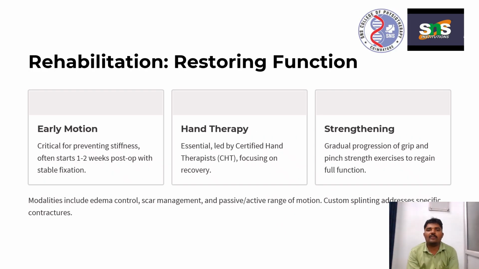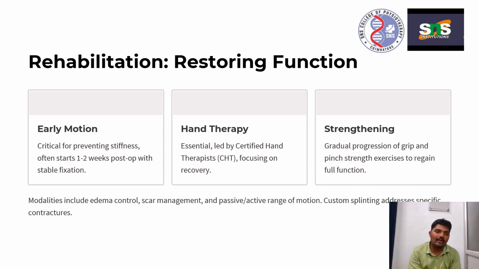Then rehabilitation for restoring function, mainly with early motion. Early motion is critical for preventing stiffness. It often starts 1 to 2 weeks after stable fixation. Then hand therapy is essential, with a certified hand therapist focusing on recovery. Then strengthening is a gradual progression of grip and pinch strength exercises to regain full function.